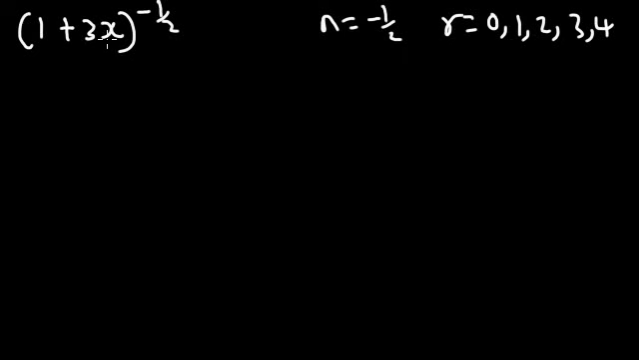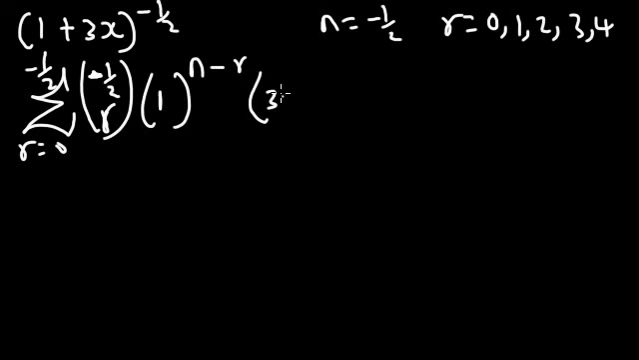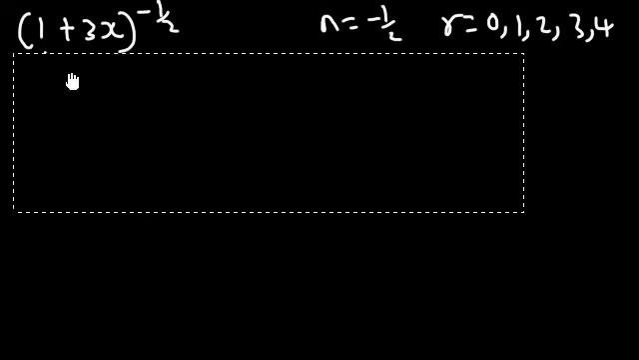It says that this expansion becomes the sum from r equals 0 all the way to n, which is minus 1 over 2, of n combination r, negative 1 over 2 combined with r. The first term here is 1, raised to power n minus r, which is negative 1 over 2 minus r, as r is going up. Then multiply by the last term, 3x to the power of r. So that's the formula. Have it copied down. Perfect.